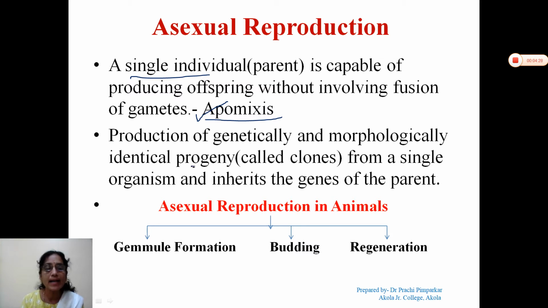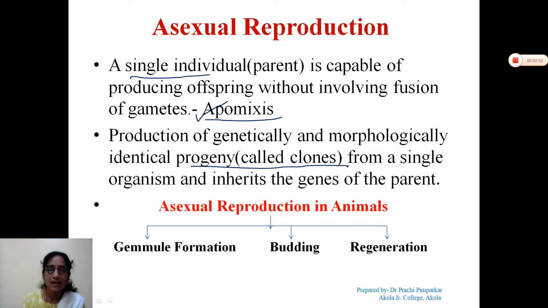These identical progeny are called clones. Clones are identical organisms produced in large numbers. This we have also studied in the first lesson. You remember it, or if not, go through those notes once again. In that we have studied asexual reproduction in detail.